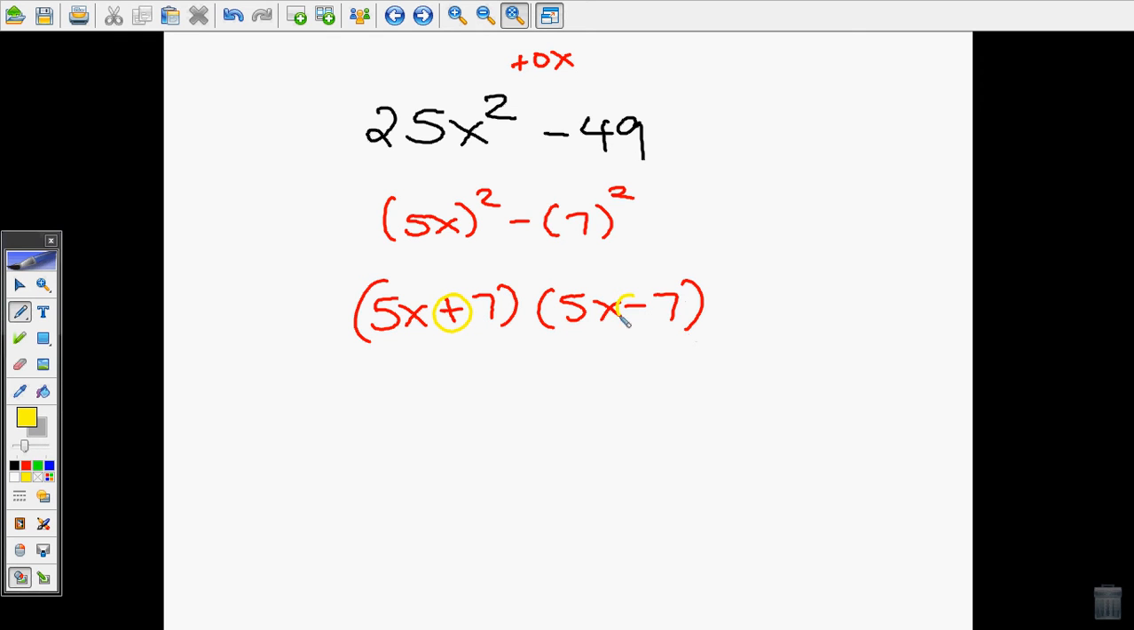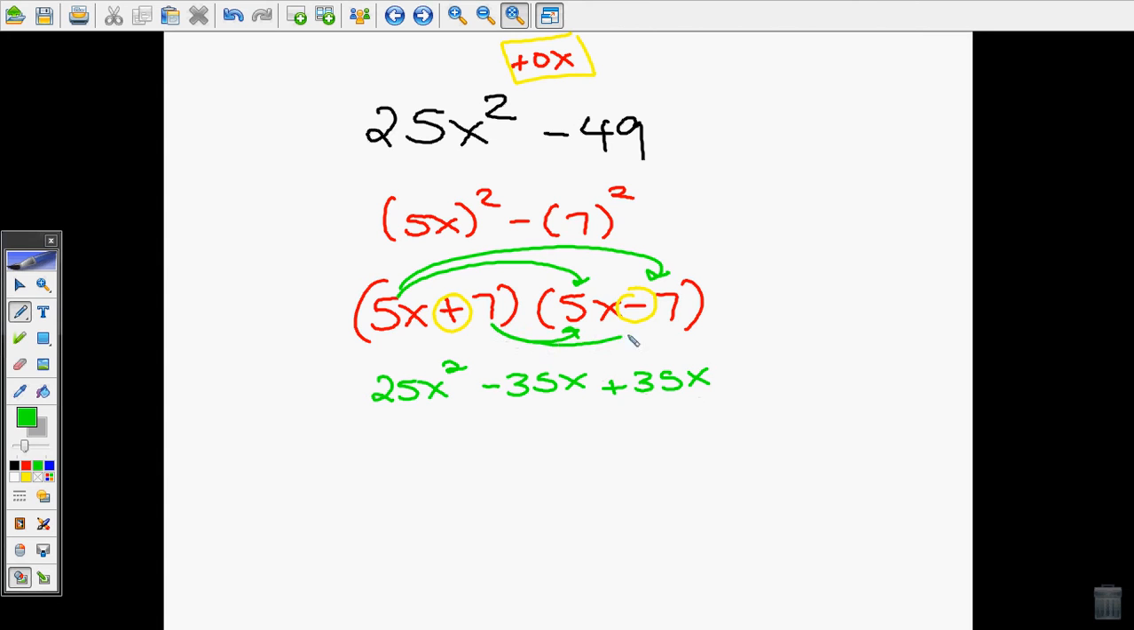Notice that the signs are different here, and the reason is because we want the middle part to cancel out so that we have this plus 0x here. So I'm going to show you how it multiplies out, and I think that'll help it make more sense. 5x times 5x is 25x squared. 5x times negative 7 is negative 35x. 7 times 5x is positive 35x. And then 7 times negative 7 is negative 49. So this negative 35x, positive 35x, all cancels out, leaving us with 25x squared minus 49.